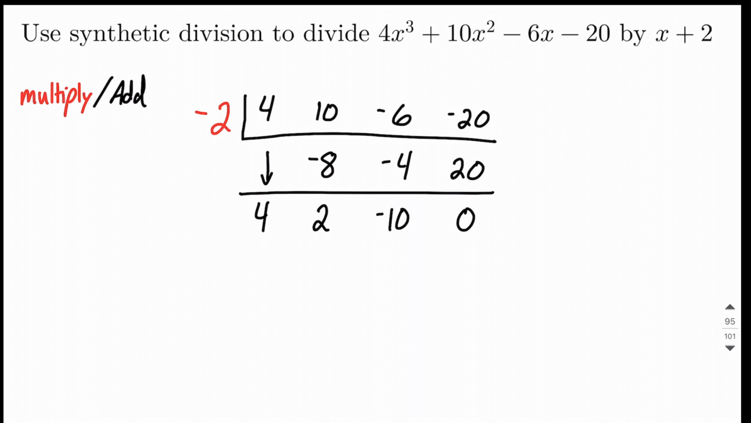Now what remains is, a lot of times what we want to do is interpret what we just did. All right, so our solution here, this last value, is our remainder for our division. And then the rest of this, those values out in front, the 4, 2, and negative 10 go as our coefficients for the quotient.